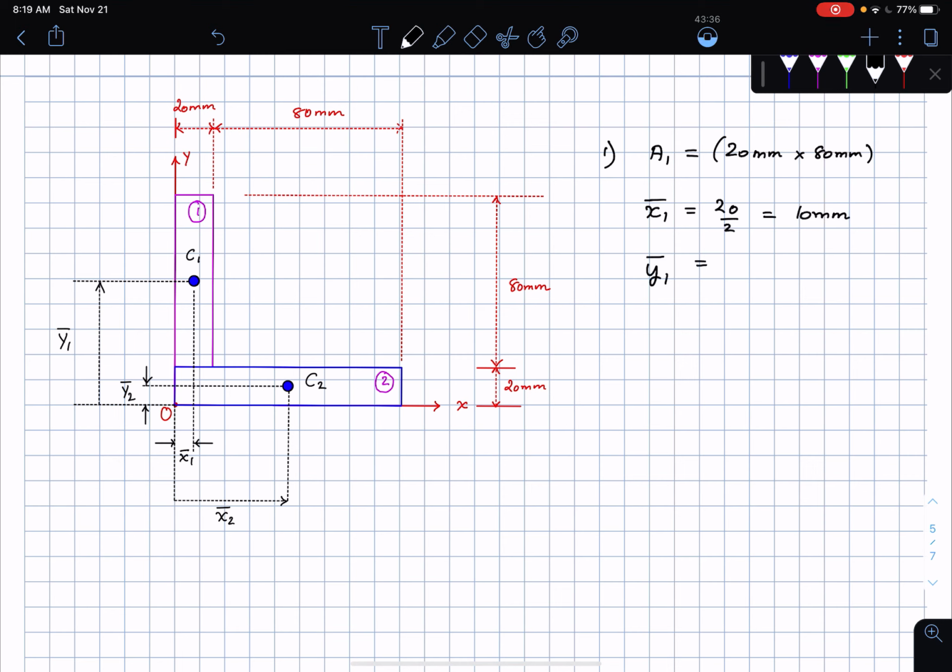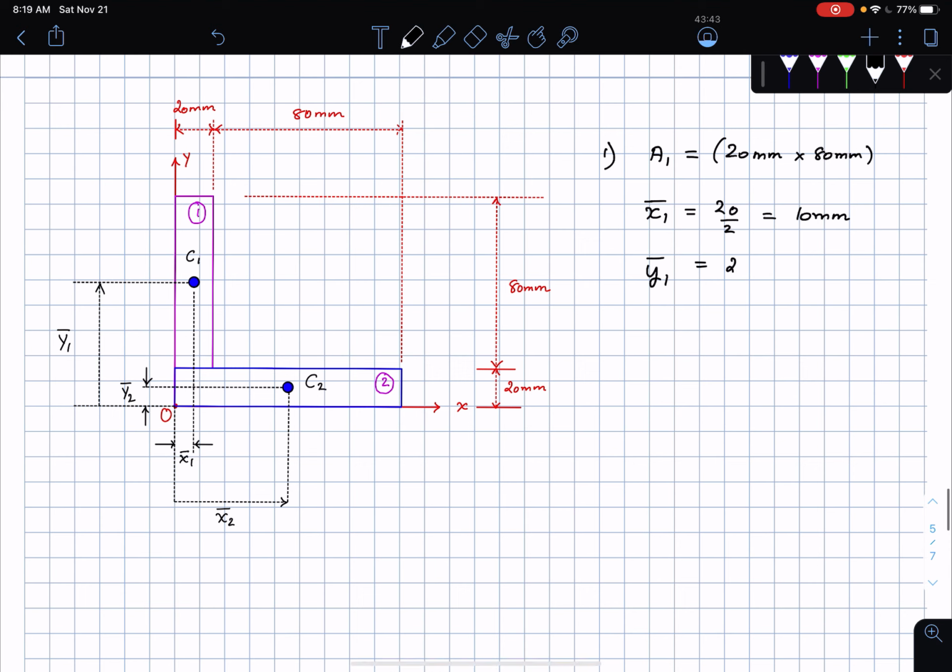Y1 bar is going to be what? Y1 bar is going to be 20 millimeters plus half of 80. So this is going to be 20 plus 80 by 2, which is 60 millimeters. This is important to know. Then the second thing is the area of A2, which is going to be just 20 by 100. Okay, this is the area.